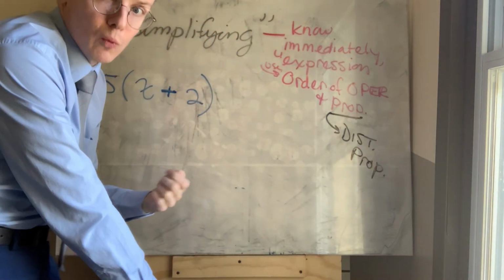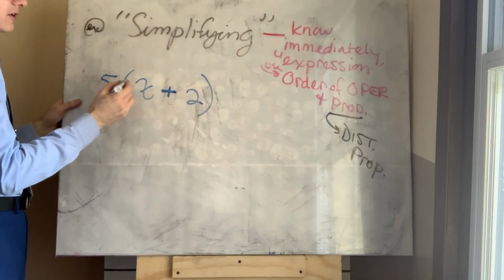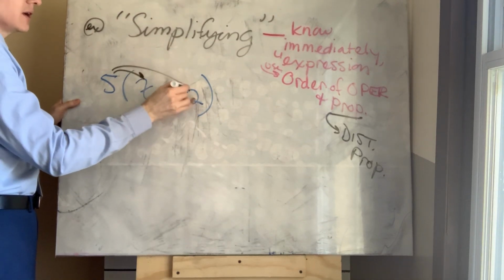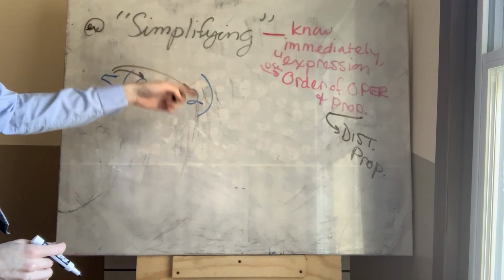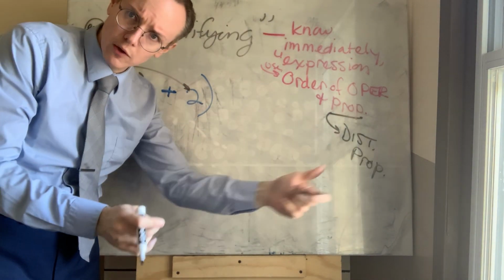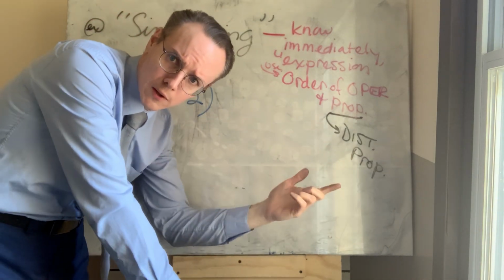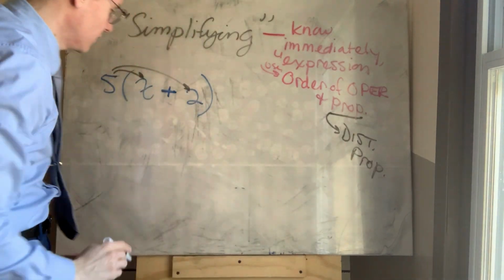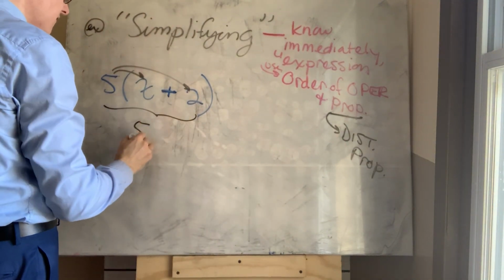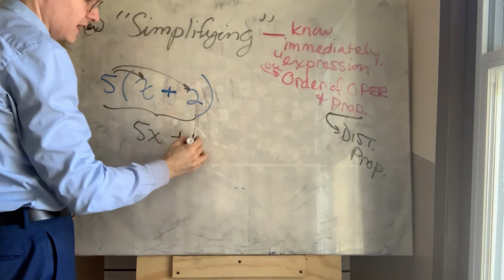Take advantage of what you legally can get away with, which is if I can't add as an option, at least I can distribute. 5 times each of the contents. It's distributed to each of those things, you might say, kind of like a person who hands out leaflets on the corner in New York. 5 times x abbreviated is just 5x. 5 times 2 is just 10.